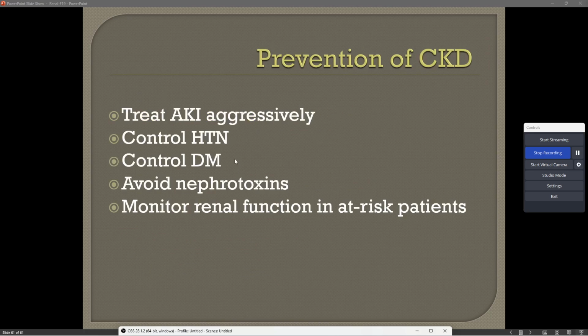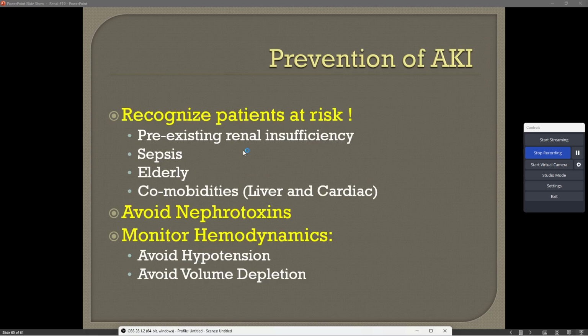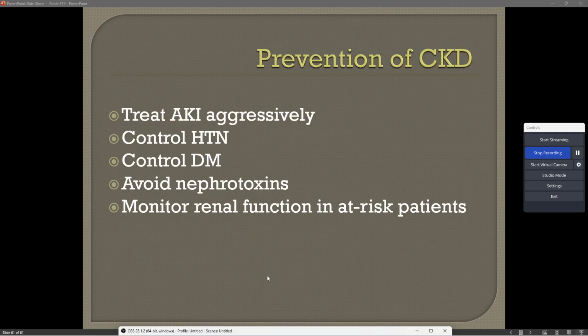I'll touch on this real quick. How do you prevent AKI? Real simple: prevent renal insufficiency and prevent sepsis. You can't prevent being elderly, but it is a risk factor. Comorbidities such as liver and cardiac disease are risk factors, hypertension specifically, but that's chronic. Avoid nephrotoxins, exogenous and endogenous. Monitor hemodynamics. Avoid low blood pressure and volume depletion. For CKD, we're going to treat AKI very aggressively up front. We're going to control the hypertension and diabetes, avoid nephrotoxins, endogenous and exogenous, and monitor renal function in at-risk patients.